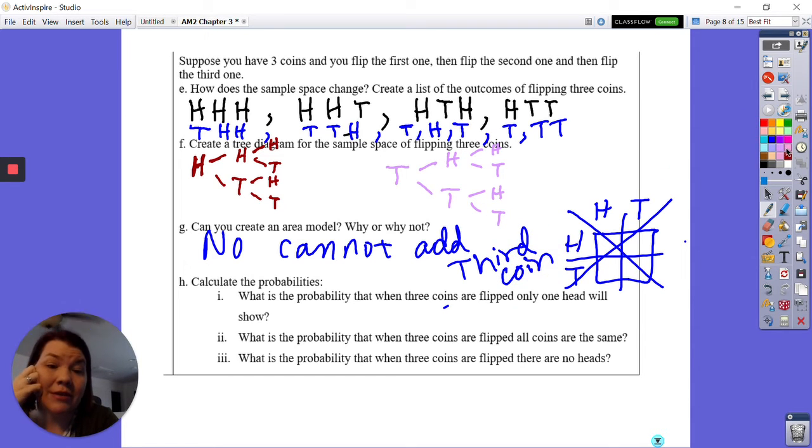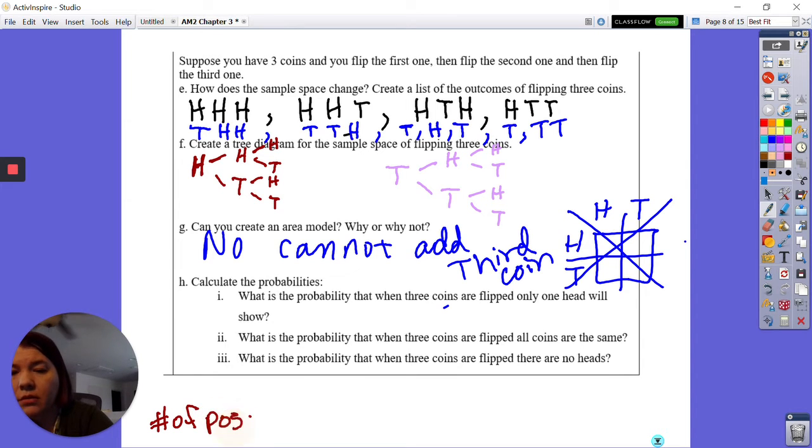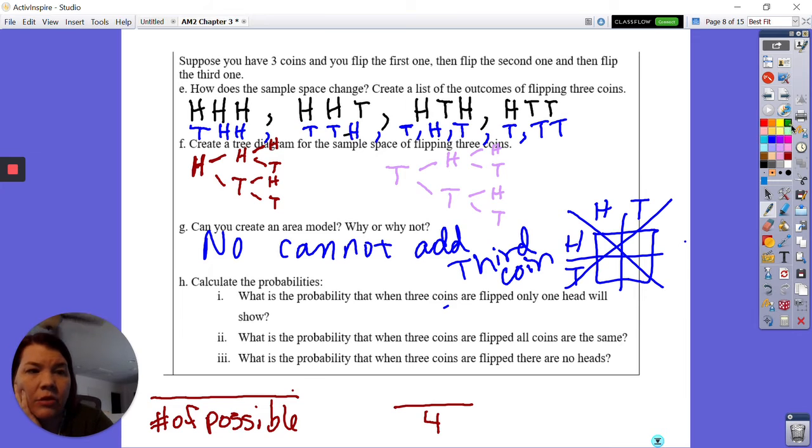Okay, so then we're going to answer the same sort of questions as we did last time, but for all of mine, my number of possible outcomes, my denominator, is going to be 4. Okay, and then again, the numerator is number of desired outcome.